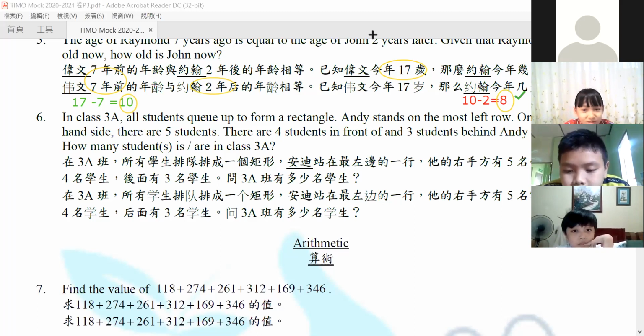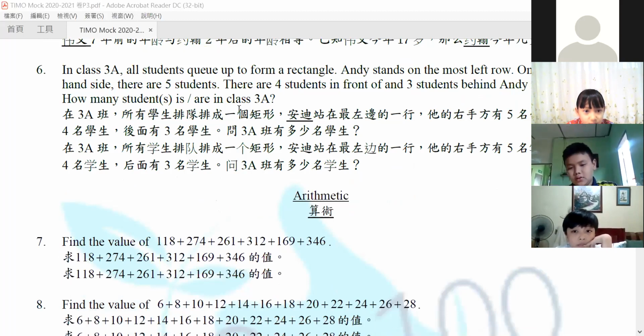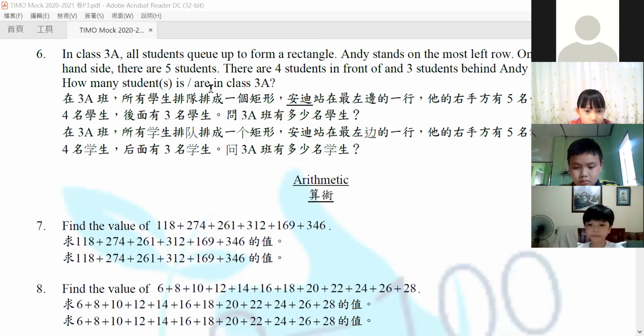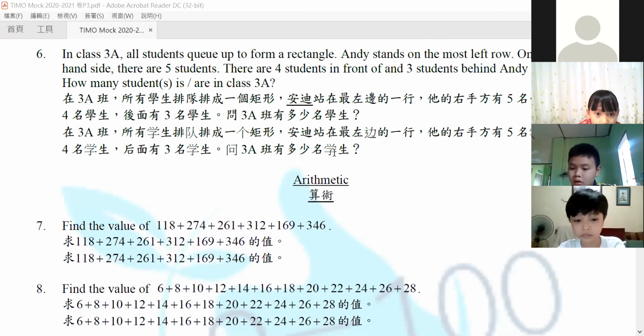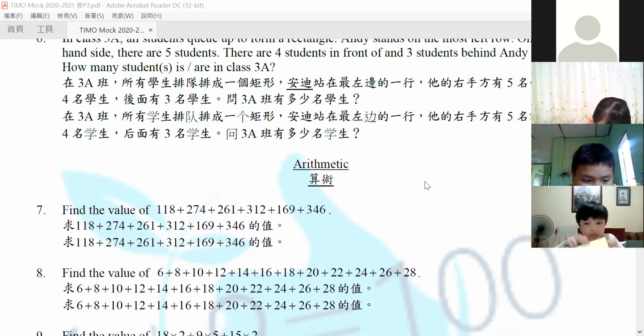Okay, so let's go to the last question in this part, question 6. In class 3A, all students are queued up to form a rectangle. Andy is on the right hand side. So let us draw Andy now. Let's suppose that the star is Andy. All right, the star is Andy.